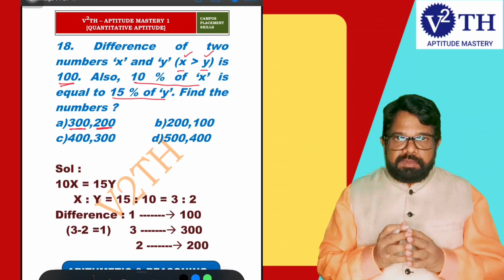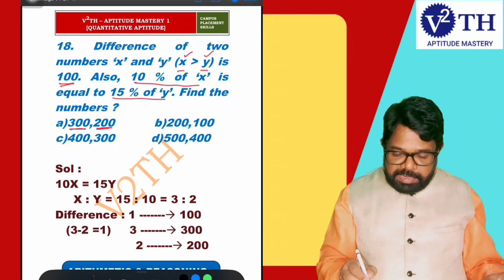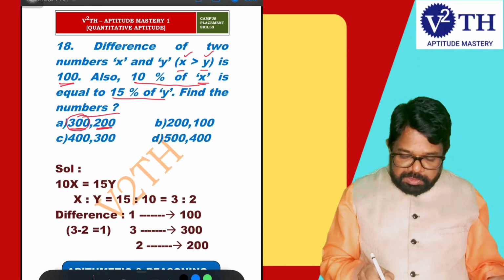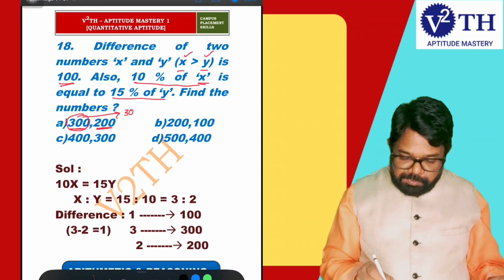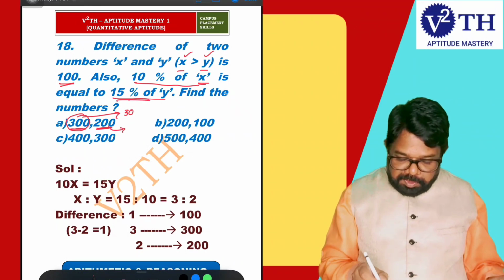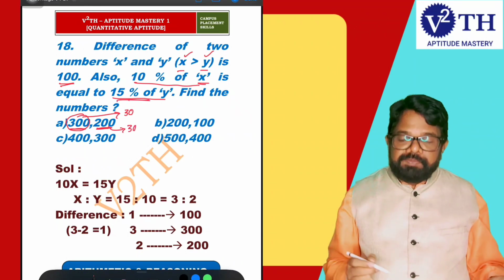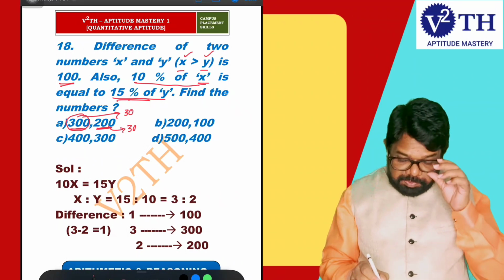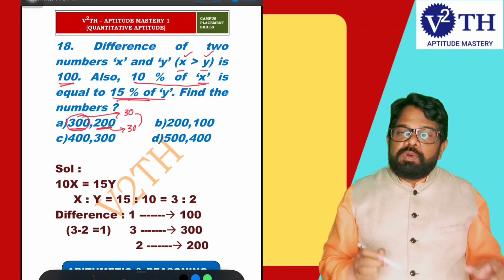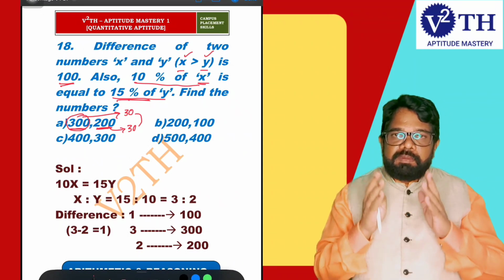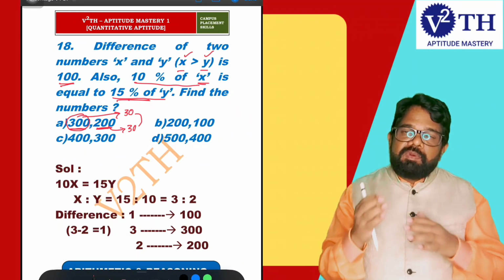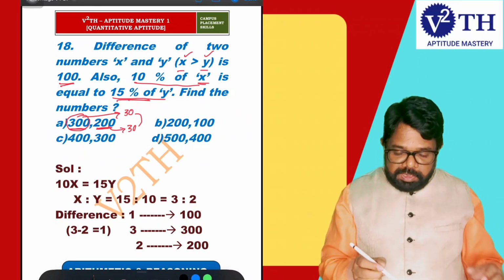Another condition is also there. What is the other condition? 10% of x. What is 10% of 300? 30. Now what is 15% of y? What is 15% of 200? Again 30. So these two are equal, as given: 10% of x is equal to 15% of y. Two conditions are satisfied. The first number is 100 more than the second number and 10% of x equals 15% of y. So both conditions are satisfied.